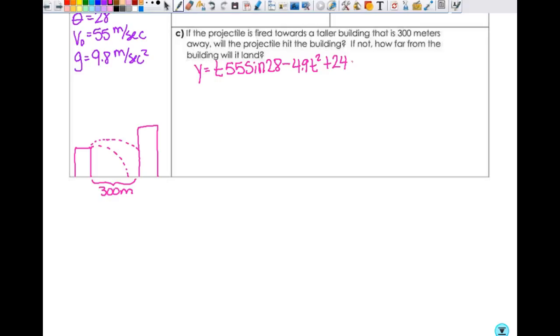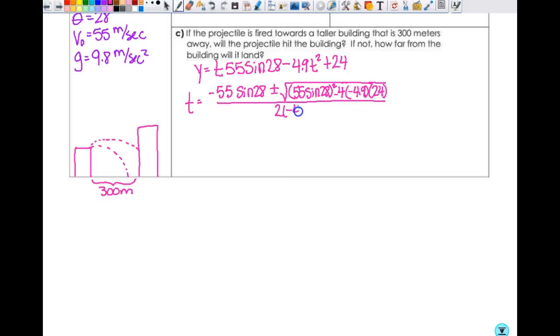So basically, I'm doing the quadratic formula. So t equals negative b, this is the b, negative 55 times the sine of 28, plus or minus the square root of b squared, 55 times the sine of 28 squared, minus 4 times a, which is negative 4.9, times c, which is 24. So this time that doesn't zero out. All over 2 times negative 4.9.